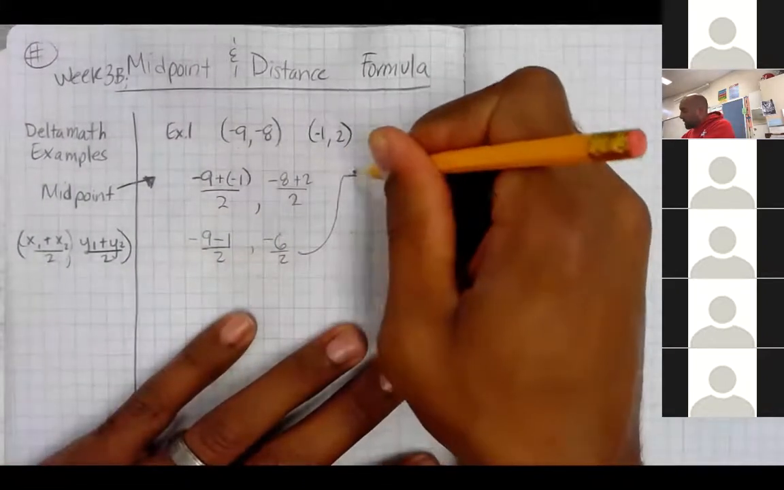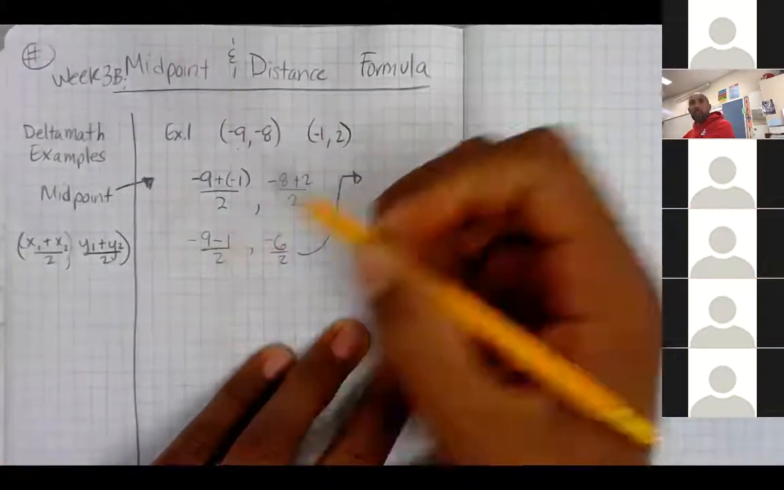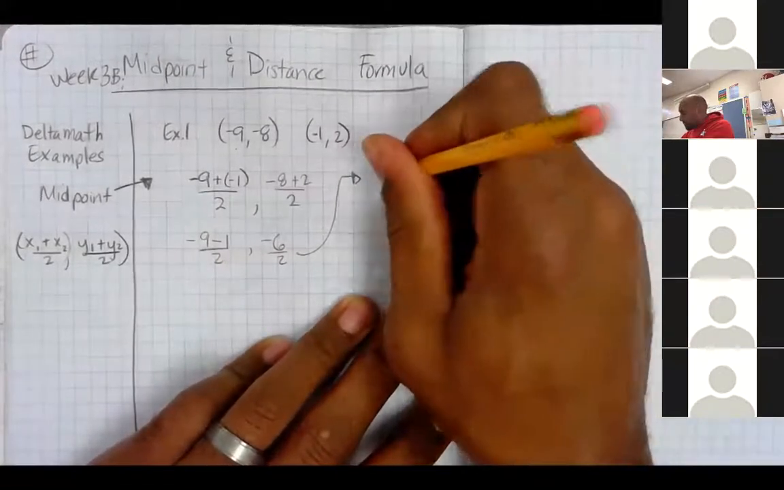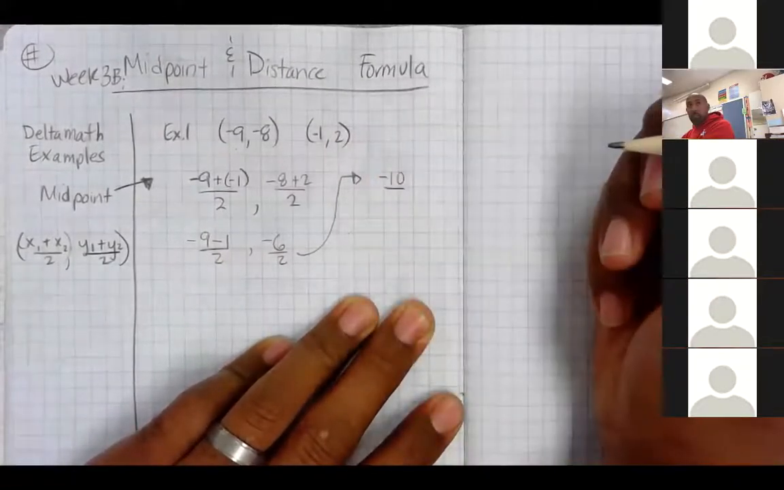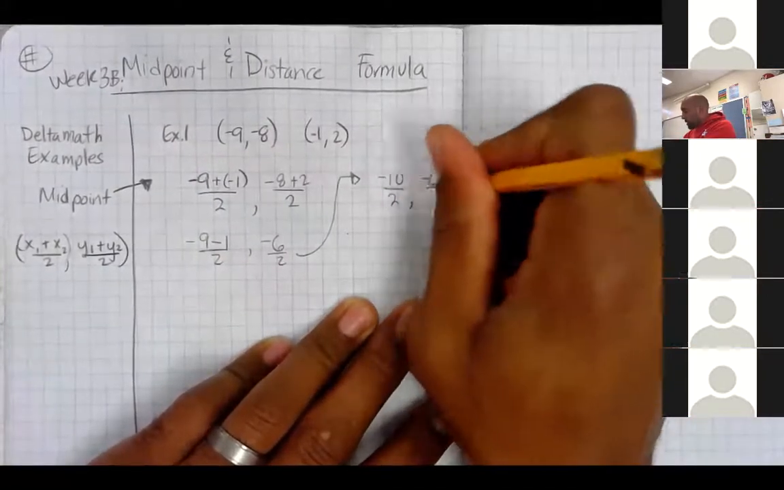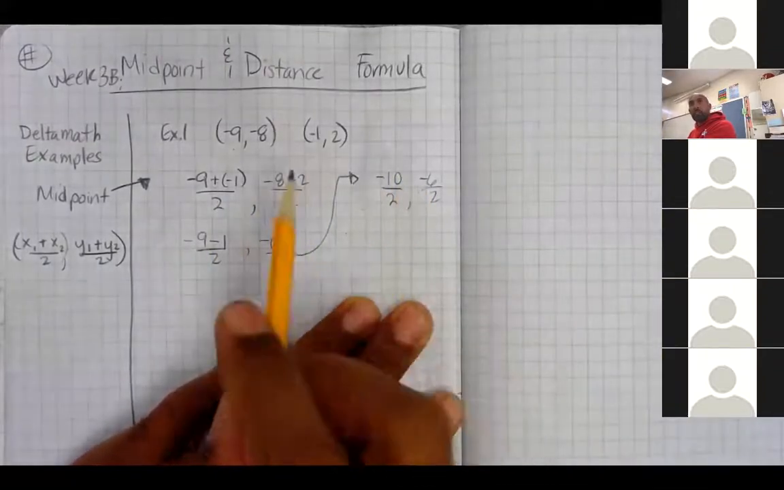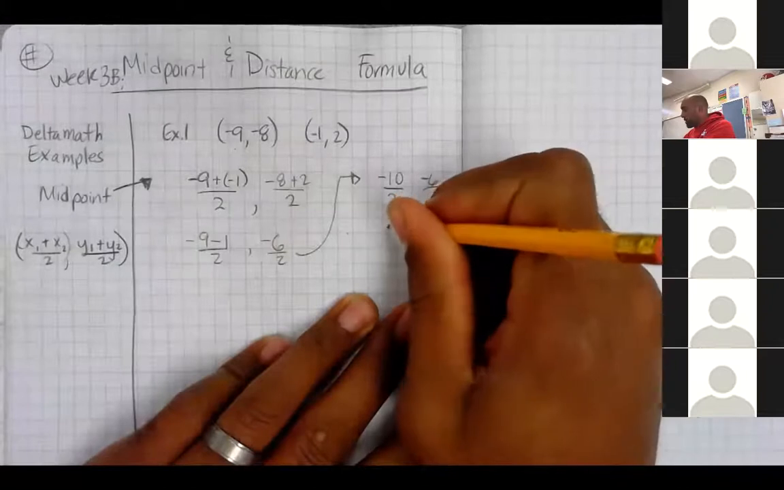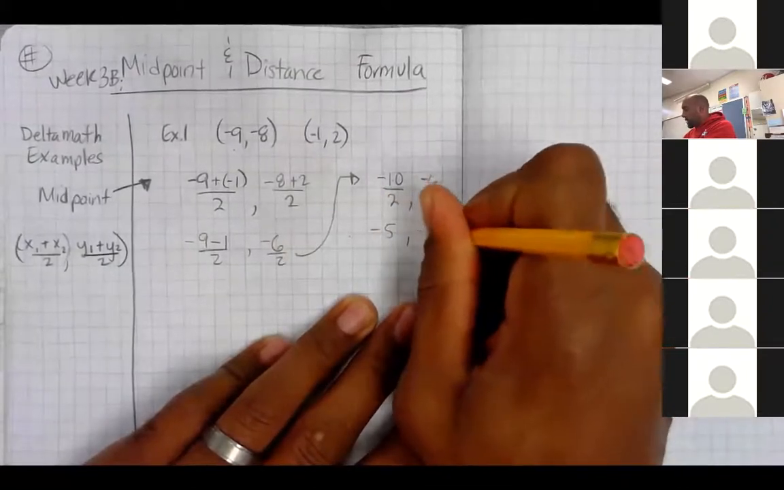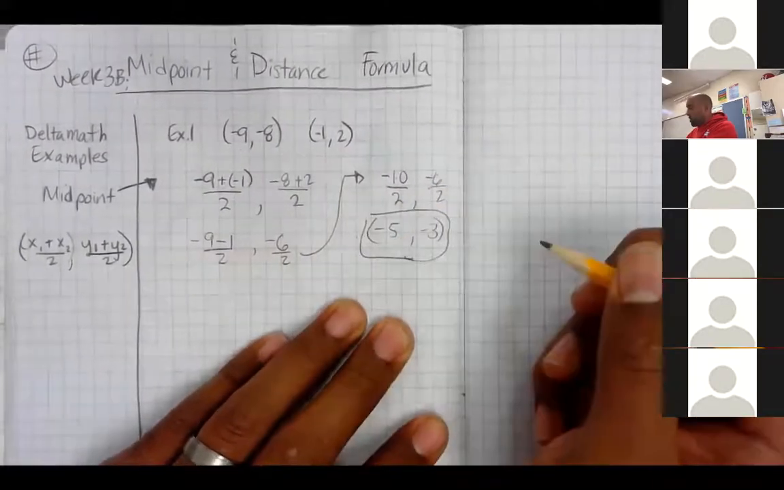Okay, I'm going to bring this up here so I save room. So now -9 minus 2. Well, those are both negative, so I add them, and they become -10. And I'll divide that by 2. So now I'm basically just dividing these even numbers by 2. That divided by 2 is -5, and that divided by 2 is -3.